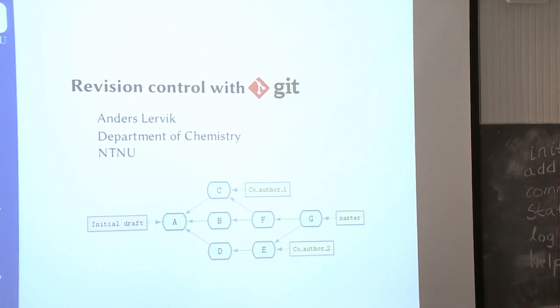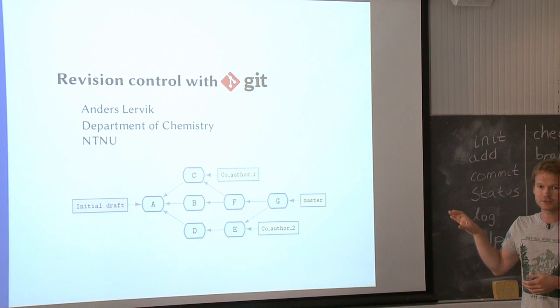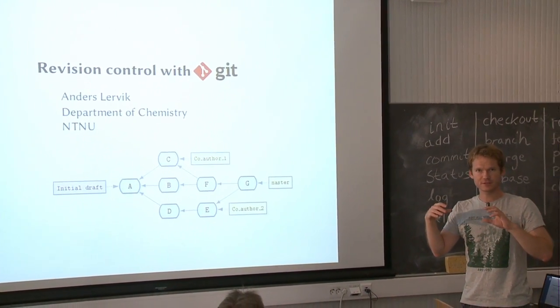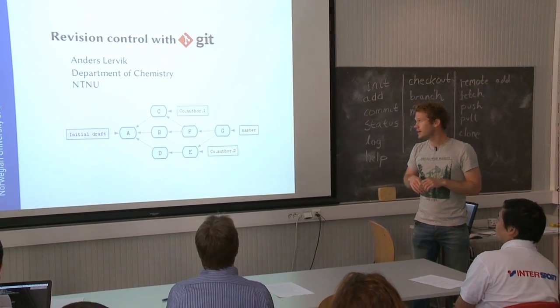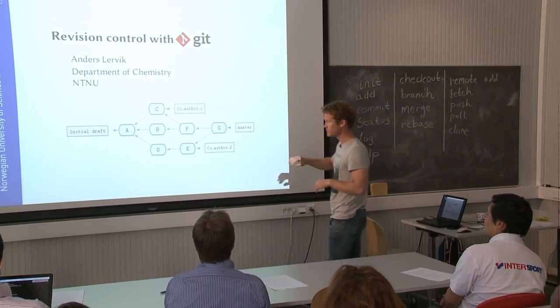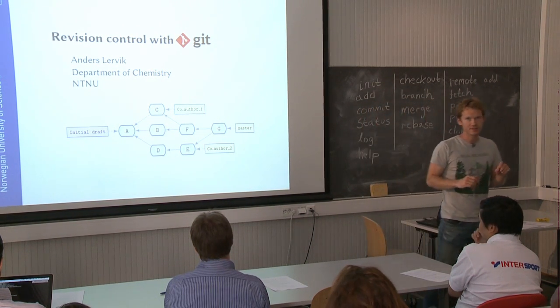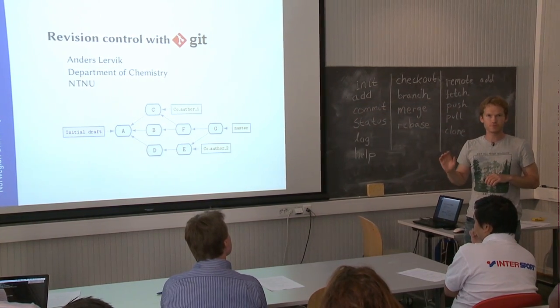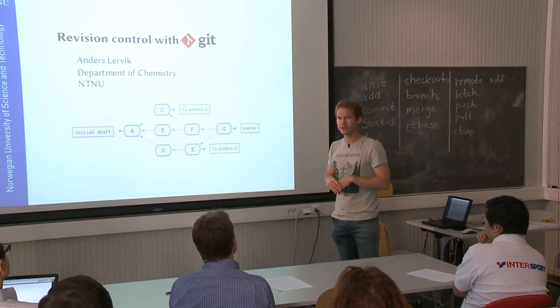And that is what I will be talking about now in this lecture. So by revision control, I just mean something that keeps track of the changes to a set of files over time. And in this figure here, I will try to picture that. All these letters, A, B, C, D, and so on, are just different versions of a file. And they all point back to where they came from, to their parents.